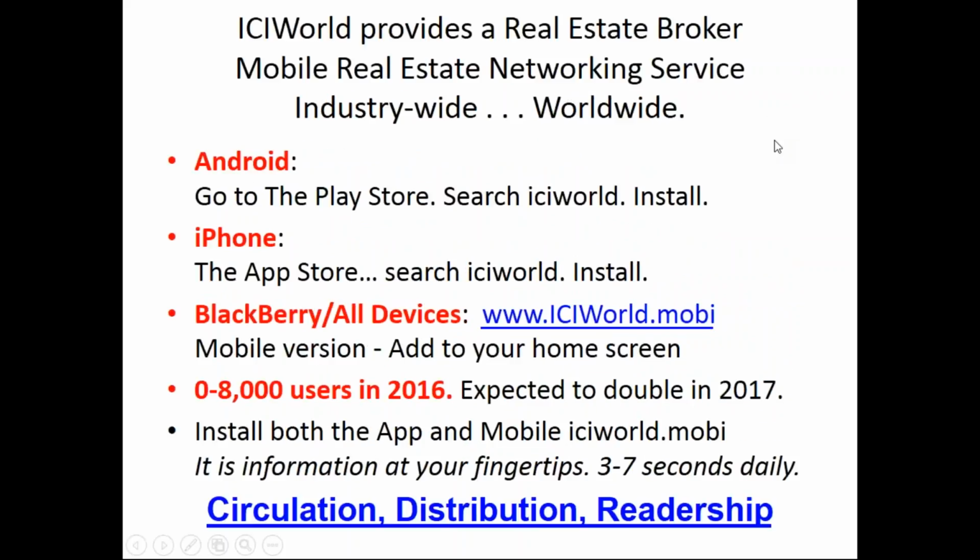So if everyone can mark this down, there's two things that you should put on your mobile phones. One is the one that says for BlackBerry and all devices, ICIWorld.mobi. That's simply a shortcut. The other one is that if you have an Android or an iPhone, you just search the app at the Play Store and you should install it. And literally it's 3 to 7 seconds.